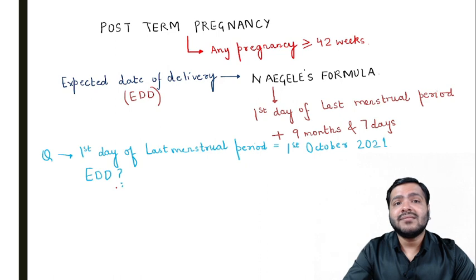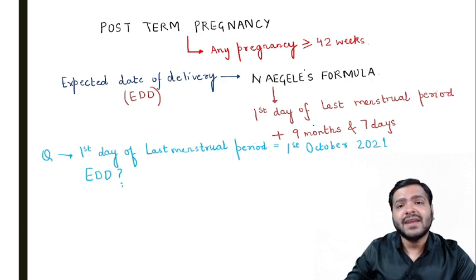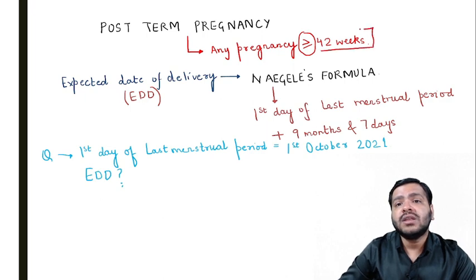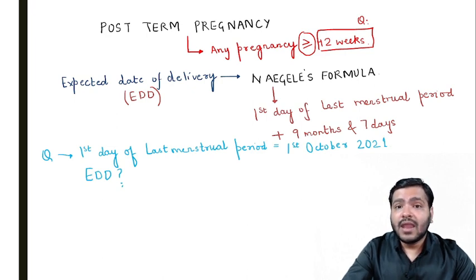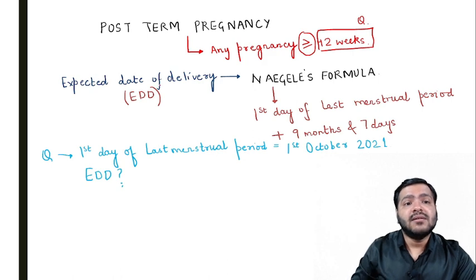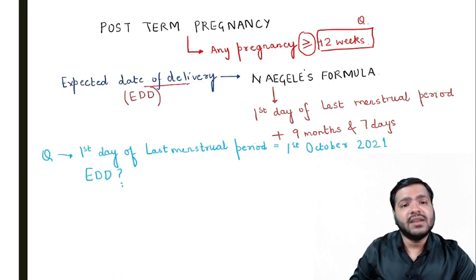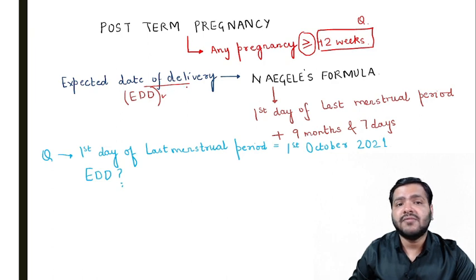So let's discuss something related to post-term pregnancy. The very first point: what do you understand by post-term pregnancy? It is any pregnancy which is more than or equal to 42 weeks. Very important. Now, how to calculate the expected date of delivery, also known as EDD?